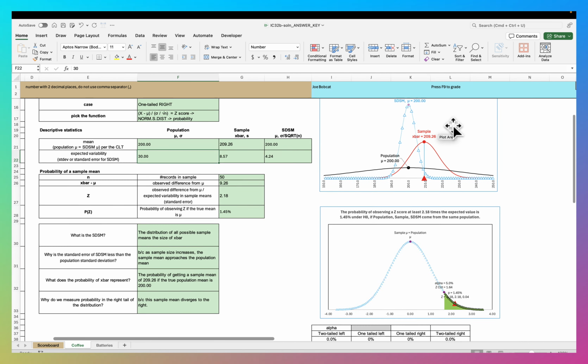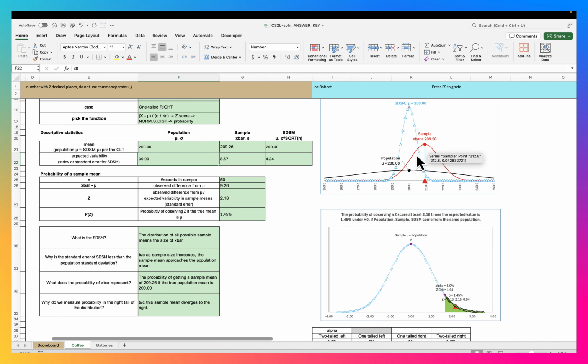But let's talk a little bit about this sample. Okay, so this was the sample, this is 209. So does that mean that we really are 209? And the answer is no, because there's always sampling error. You know, we might be 209, we might be a little bit less, we might be a little bit more. The confidence interval is going to tell us where we are on that.